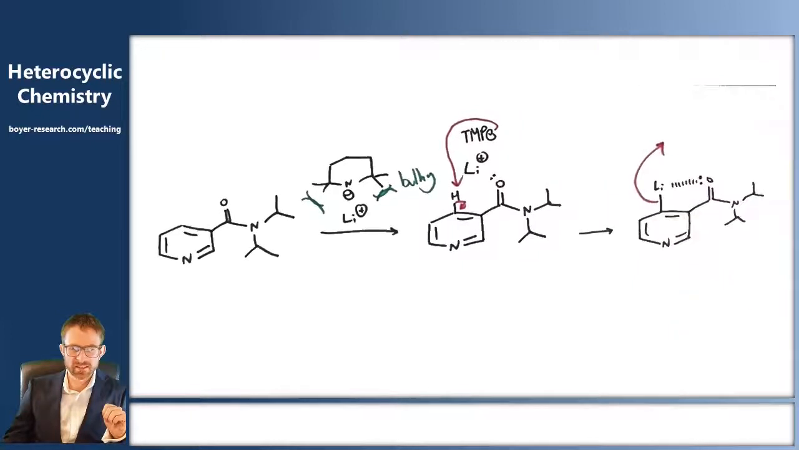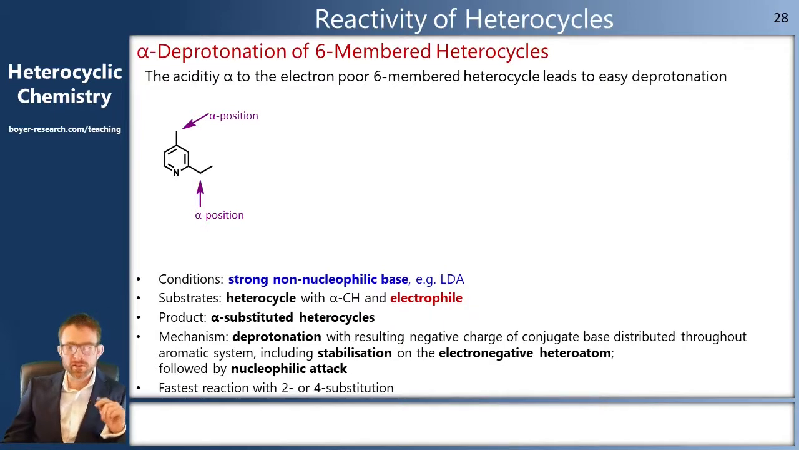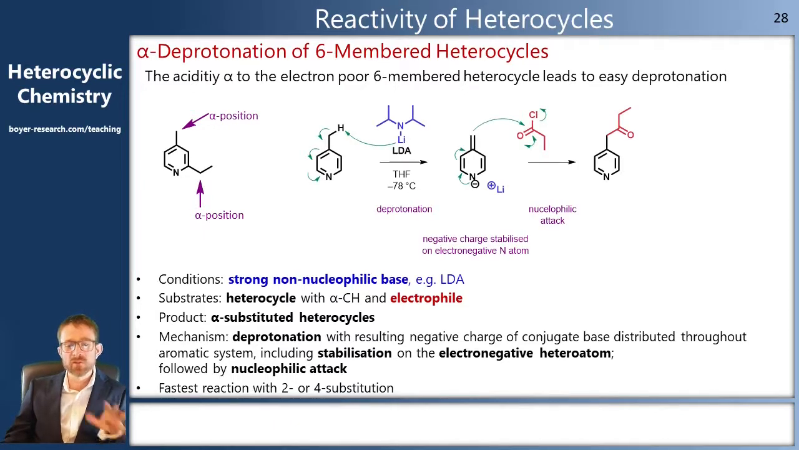cyclic stabilization. So if we move a little bit further away from our 6-membered heterocycle, remembering that 6-membered heterocycles are electron poor, well, we can actually deprotonate next to the ring at the alpha positions. If we take 4-methylpyridine and treat that with LDA, you can see how we can draw the electrons moving around the ring to put the negative charge on the most electronegative nitrogen atom, which means it's a good nucleophile for further attack on something like an acid chloride.